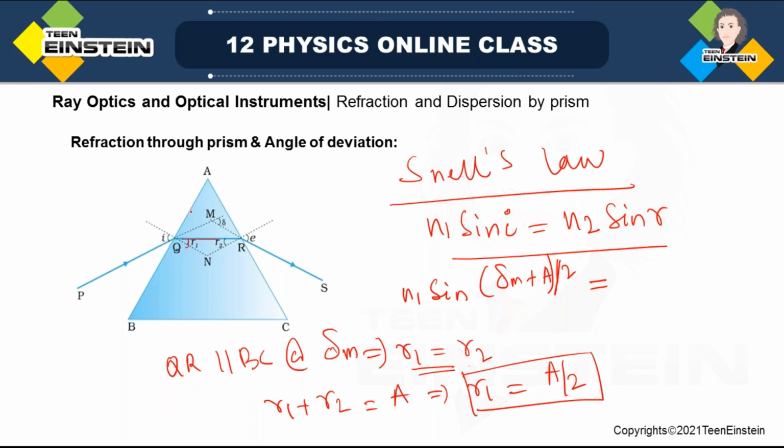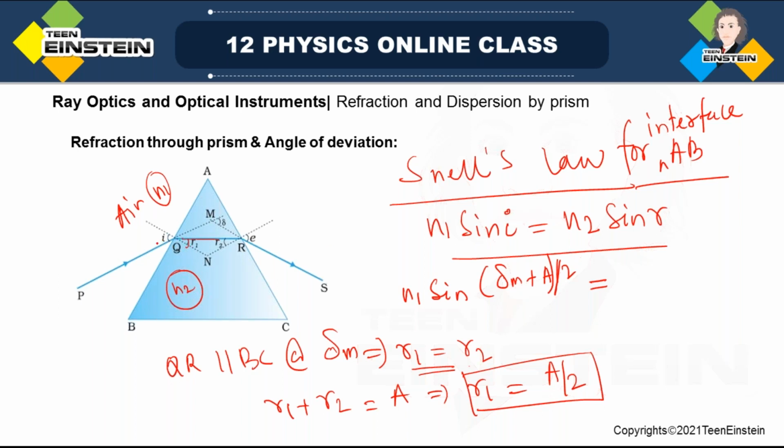So I am just writing Snell's law for the interface AB. One side is air, which has refractive index n1 suppose, and the medium of the prism has n2. So at this AB surface I am writing. So what have I got?